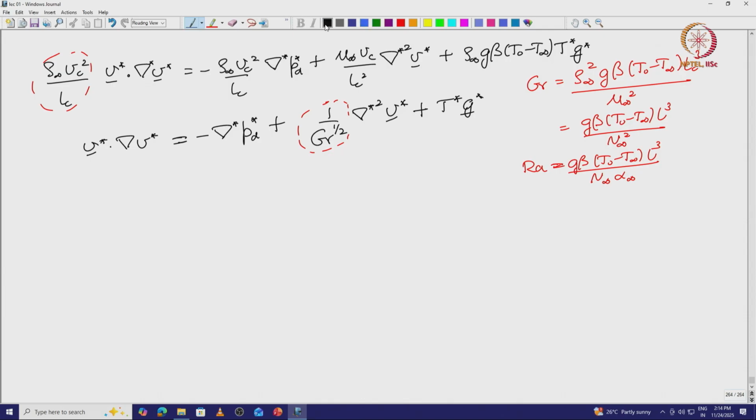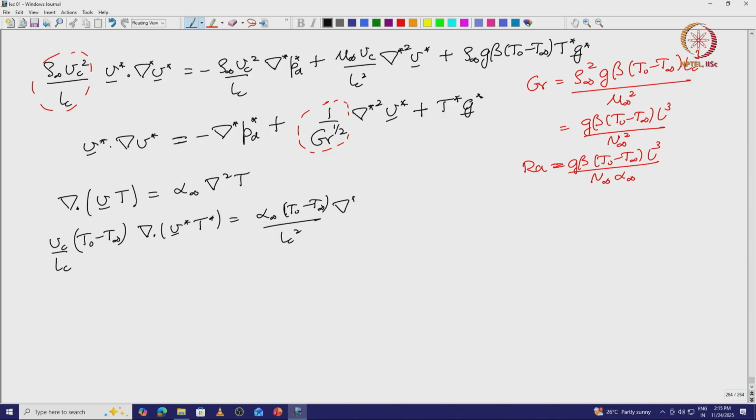Energy conservation equation: the divergence of V T is equal to the thermal diffusivity del square T. And using our scalings, on the left side I will have characteristic velocity by characteristic length, into (T naught minus T infinity) into the divergence of V star T star, is equal to alpha infinity into (T naught minus T infinity) divided by L C square, del star square T star. So, that is the energy conservation equation.